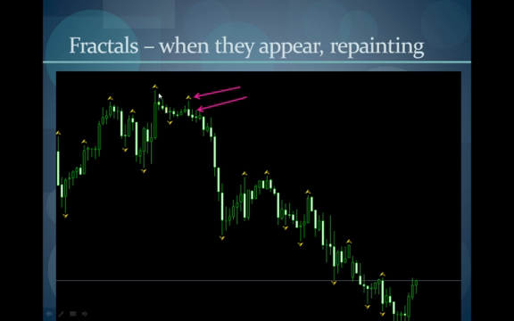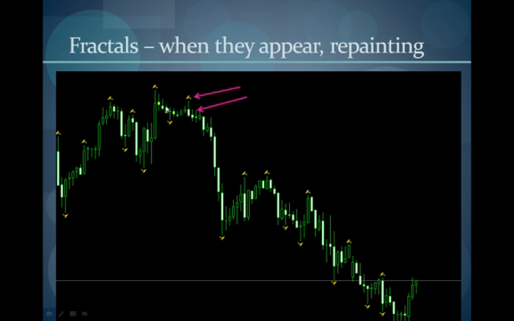This is indicating that this candle here, next to the fractal, has a lower high and close than this candle, okay? Which is really just a reversal candle formation. But the fractal is telling you that that has happened. So at the open of this candle, this fractal will appear.